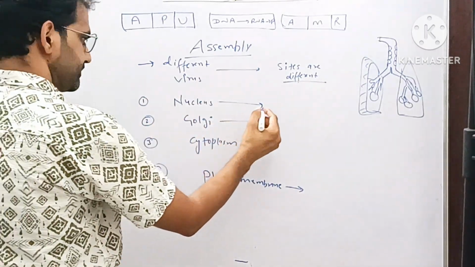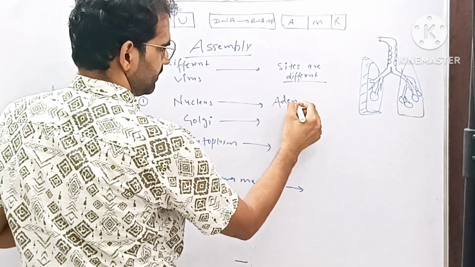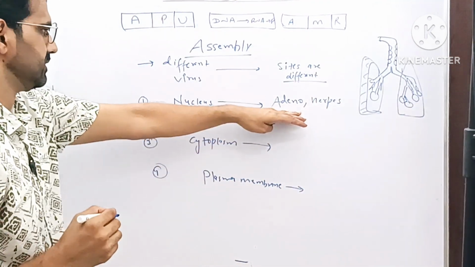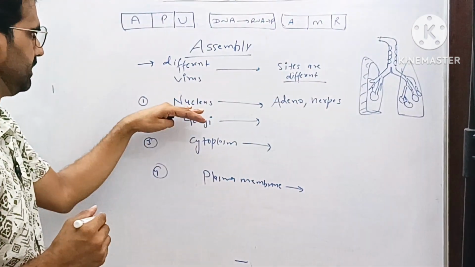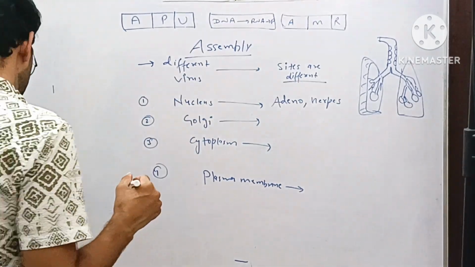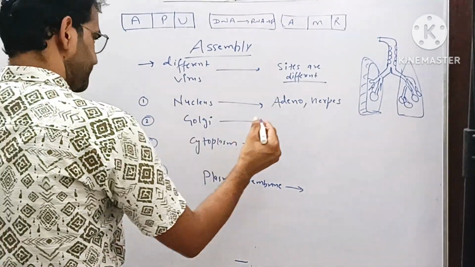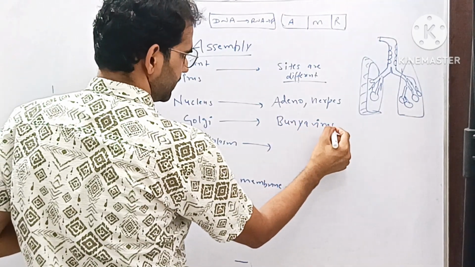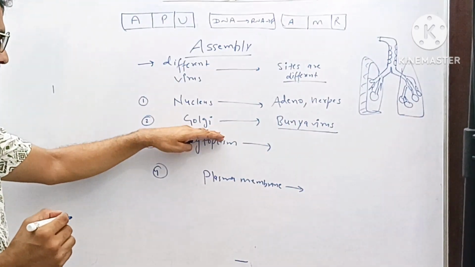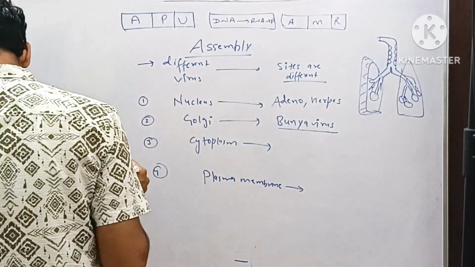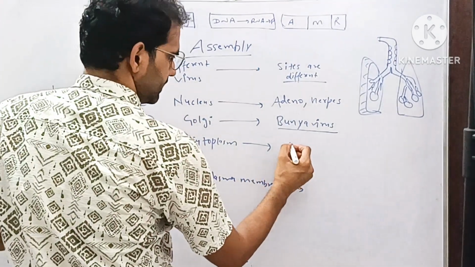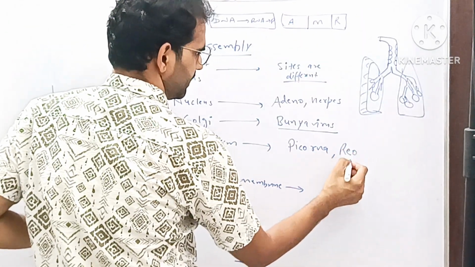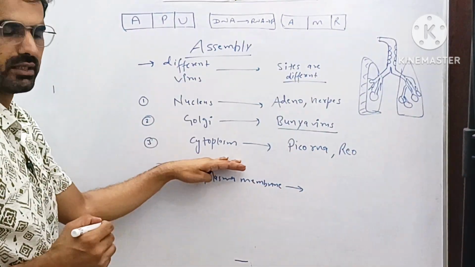For example, in case of nucleus, adenovirus and herpes. These DNA viruses assemble in the nucleus. Then inside the Golgi, there is one called Bunyavirus, which assembles inside the Golgi body. Then in the cytoplasm, picornaviruses or reoviruses assemble in the cytoplasm.